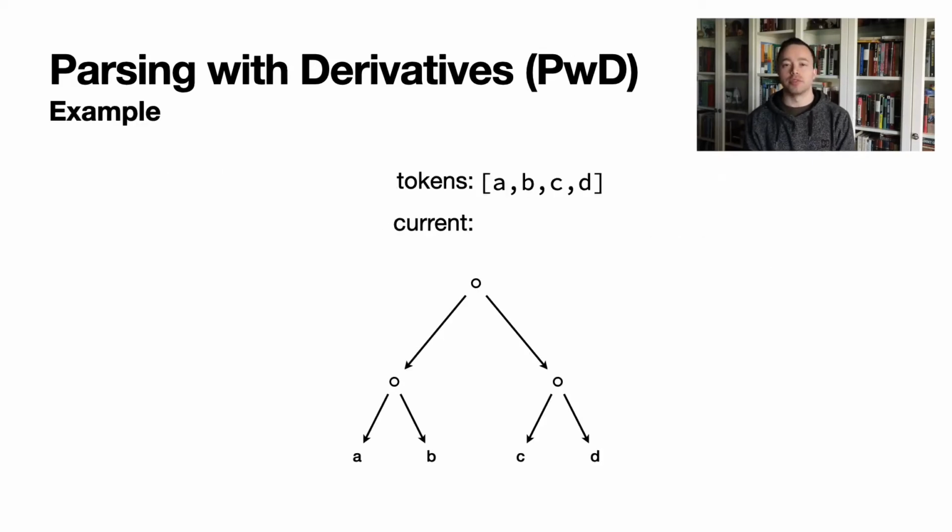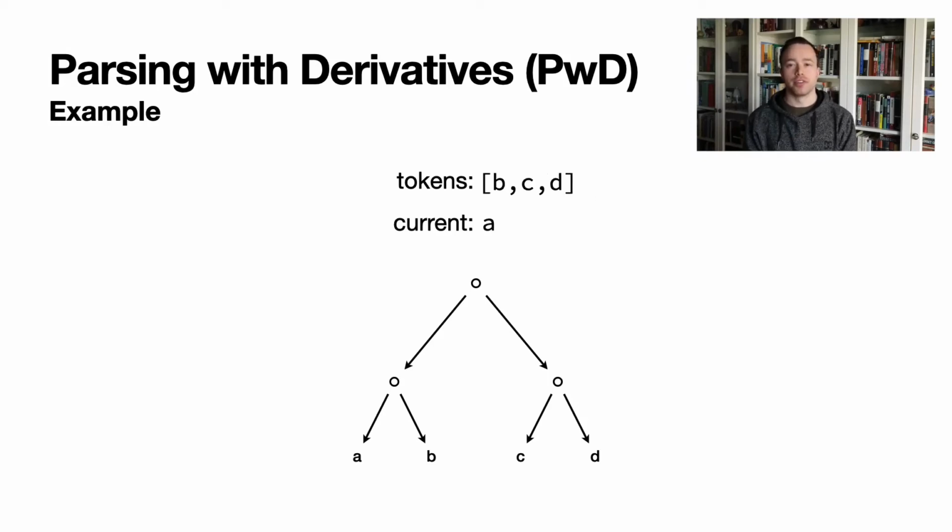Let's see a brief example of PWD in action. We start with a grammar consisting of a root concatenation node, shown with the circle-like concatenation operator, that has two children concatenation nodes, each of which has two children token nodes. This grammar parses only the string A, B, C, D. We will attempt to parse that string, shown disassembled in the tokens at the top.